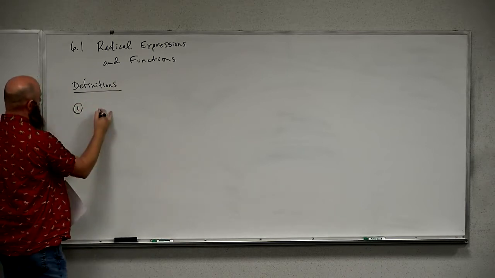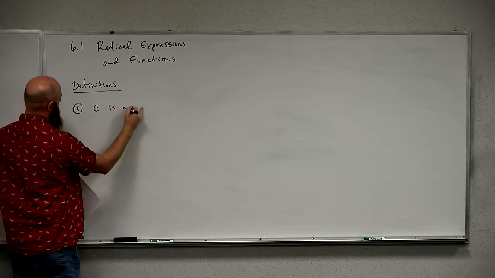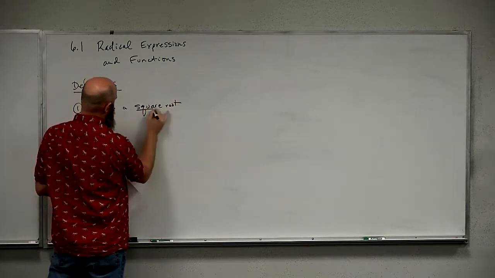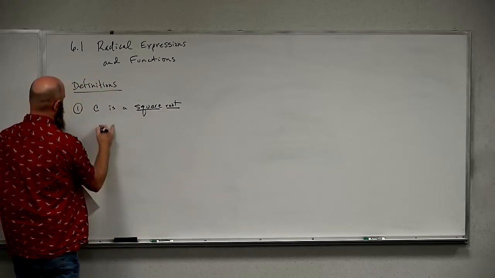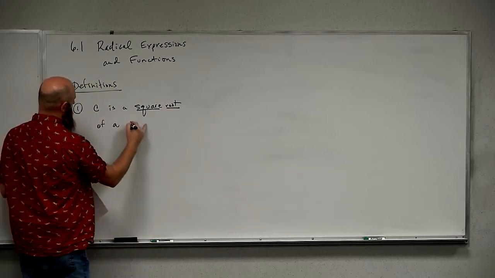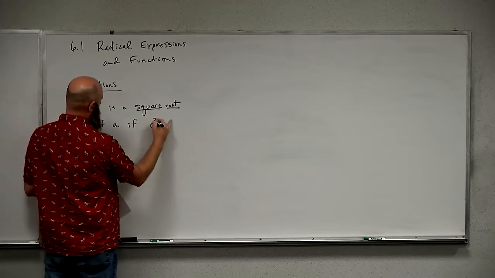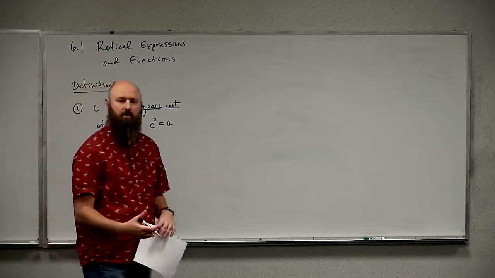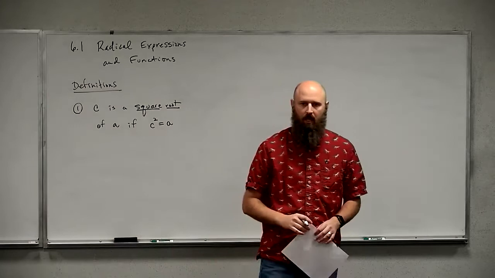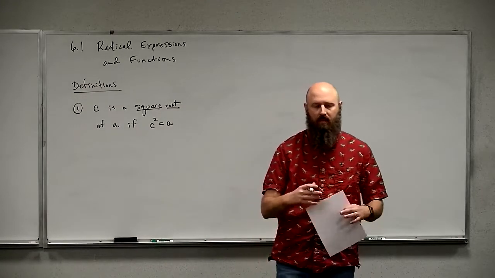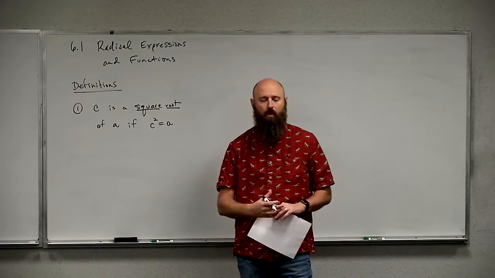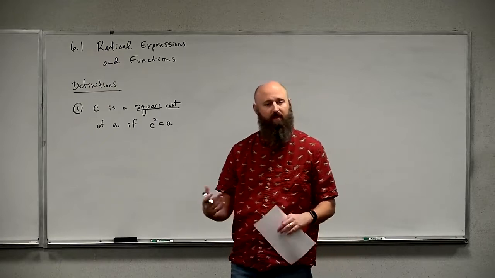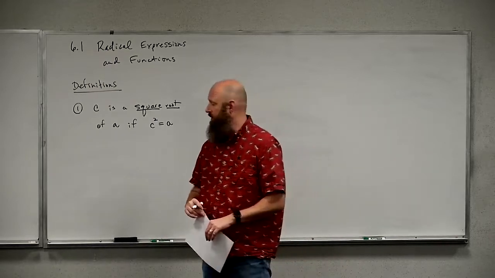All right, our first definition, C is a square root of A if C squared equals A. Okay, so kind of a different approach to how we think of square roots. We usually think of that symbol, but really to know what it is, anything that we can square to create that A, what we squared, is a square root. So we could have multiple square roots if that's possible. So we're going to look at some of those items in just a moment.